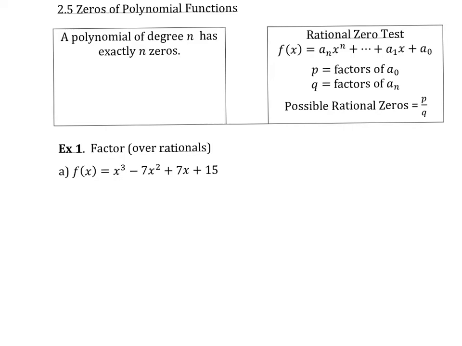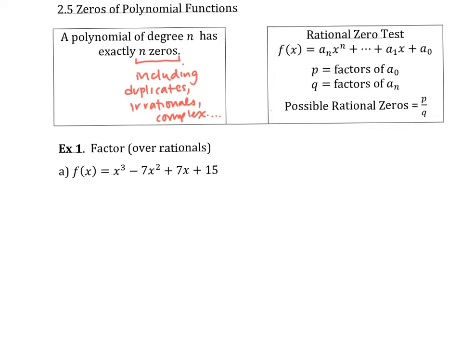Section 2.5 is on zeros of polynomial functions. Okay, the first fact is that a polynomial of degree n has exactly n zeros. When they say it has exactly n zeros, they're including duplicate zeros, so including multiplicity. This is including irrational zeros. Complex zeros, I mean, if you went all the way down and included every possible zero, there would be exactly n zeros for a polynomial of degree n.